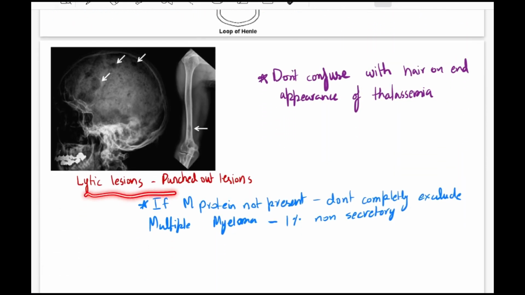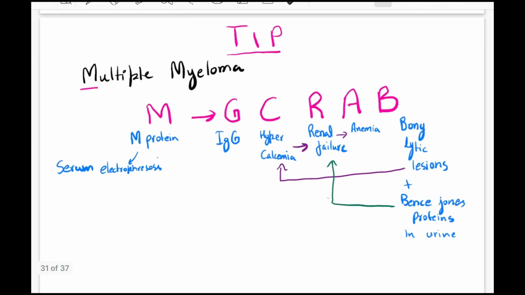Next, these are the lytic lesions or punched out lesions produced by multiple myeloma, and don't confuse them with the hair on end appearance of the thalassemia. You can Google it. If M protein is not present, do not completely exclude the diagnosis of multiple myeloma, as 1% of the multiple myeloma are non-excretory in nature.